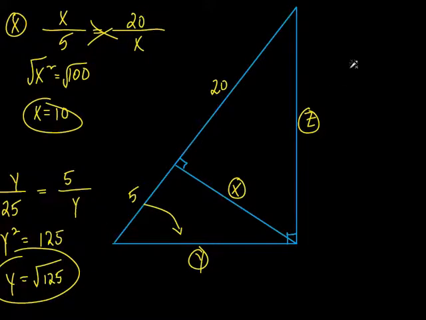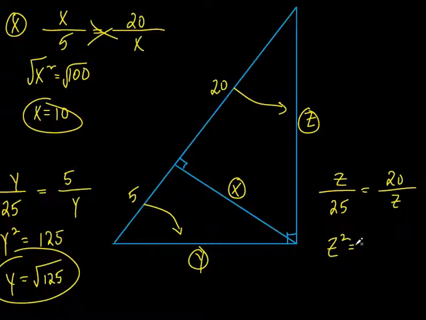Let's do Z. We're almost done. Z is also a geometric mean. You just have to know what it's between. Z is a geometric mean between the whole thing and the segment that's closest, between these two, that's closest to the Z, which is 20. So Z squared equals 500. Is that right? Because 2 times 25 is 50, with the 0 on the end. And Z is the square root of 500.